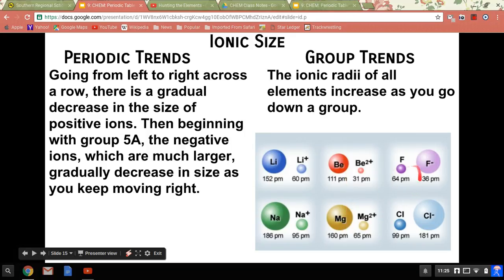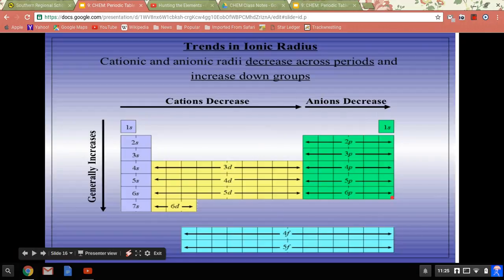And now here's neutral fluorine over here. When fluorine, which has 7 valence electrons, fills its valence shell, so adding another electron, now we have our fluorine anion, which is much larger than the fluorine it came from. We see the same thing happening over here with the chlorine anion.